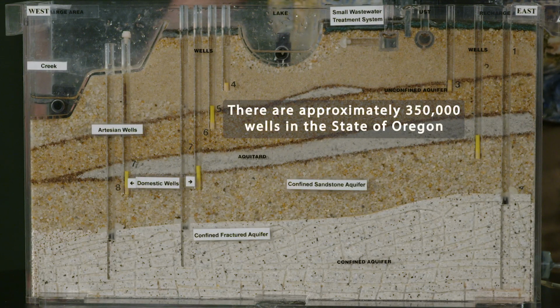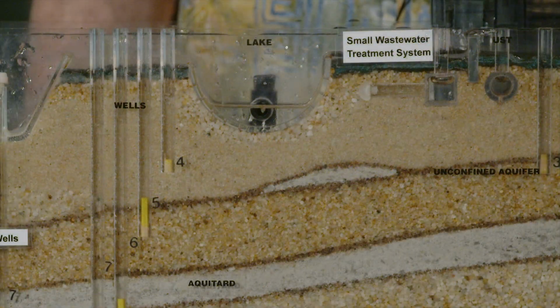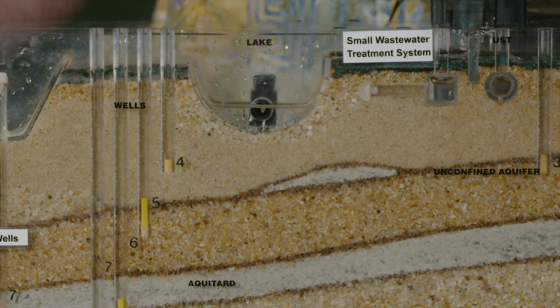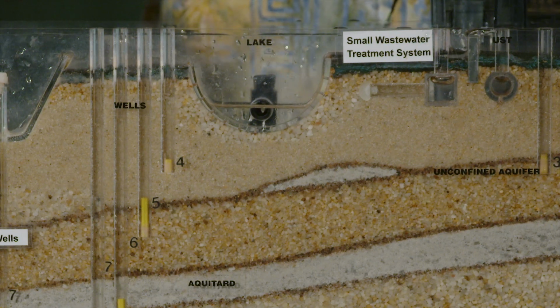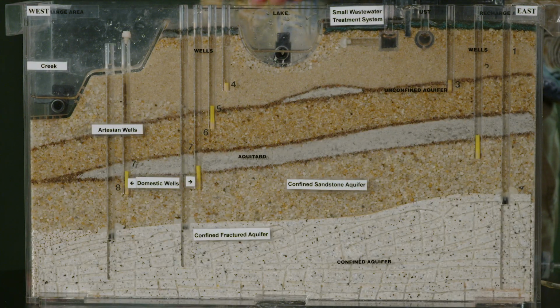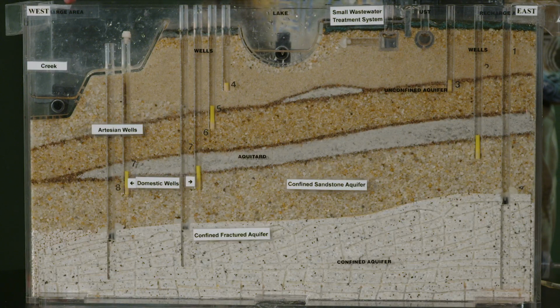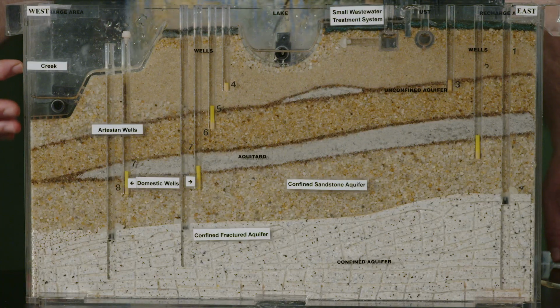There are approximately 350,000 wells in the state of Oregon of varying depths. Domestic wells are typically paired with a septic tank. Many wells and septic tanks are located near water bodies like lakes. Deep wells can be artesian and flow naturally at the ground surface. As we will see a little later, if the aquifer tapped by the deep wells is contaminated, the well can serve as a conduit for contaminant transport.